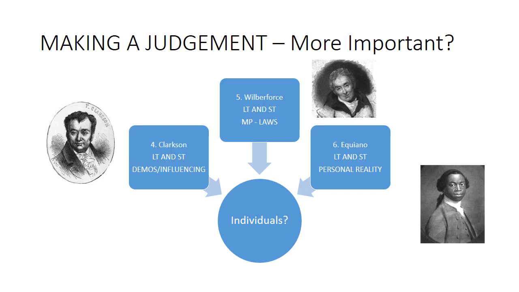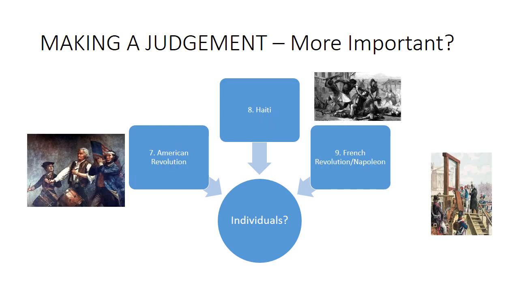So Clarkson, remember, was important because he did demonstrations, he was quite influential. Equiano was his personal story, and obviously Wilberforce was the only one out of the three that could actually stand up and propose laws. So it's up to you to decide. There's no right or wrong answer, as long as you can establish the criteria and explain it. So if you can do the same for the American Revolution, Haiti, Napoleon.